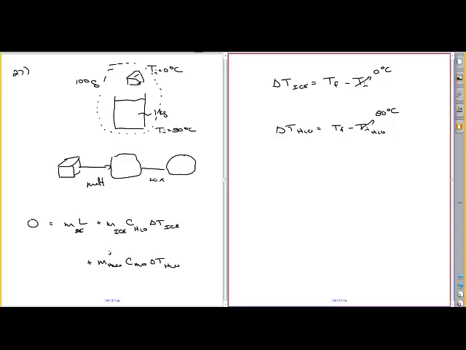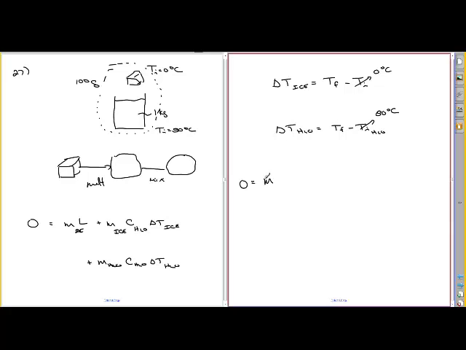And what we're trying to figure out is T final. Go back to the problem. This is from 27. What is the final temperature? Okay, so what we're going to do is solve for T sub F.